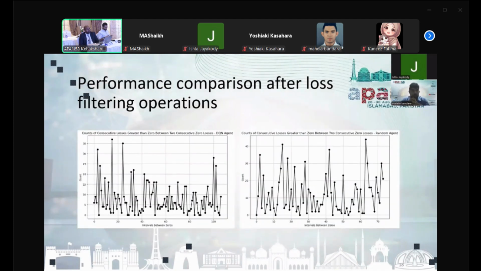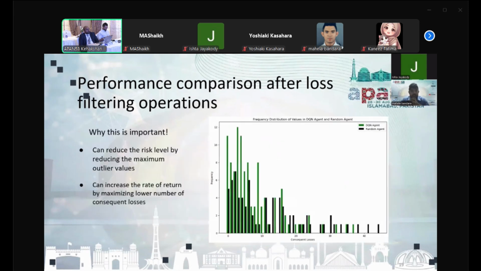Performance comparison after loss filtering operations: comparing the distribution of consecutive losses after applying loss filtering, the DQN agent showed more trades with fewer and shorter losing streaks, indicating better risk management and an increased rate of return compared to the random agent. The frequency distribution plot shows consecutive losses for the DQN agent and a random agent after loss filtering by the digital twin. The DQN agent distribution leans heavily towards zero consecutive losses, indicating more frequent small wins than the random agent. This has helped increase the rate of return.